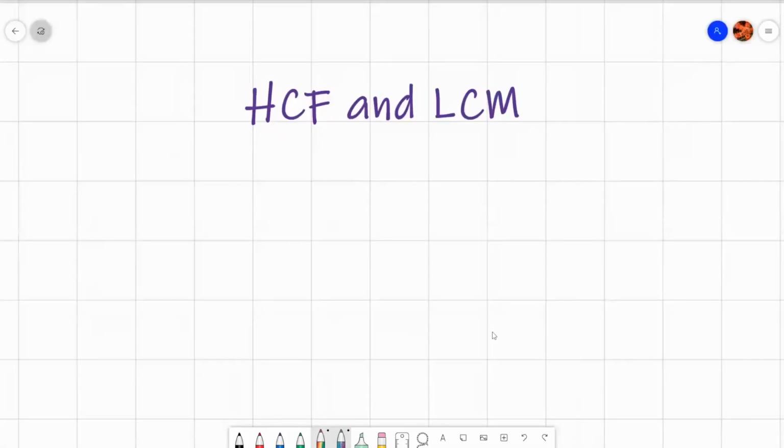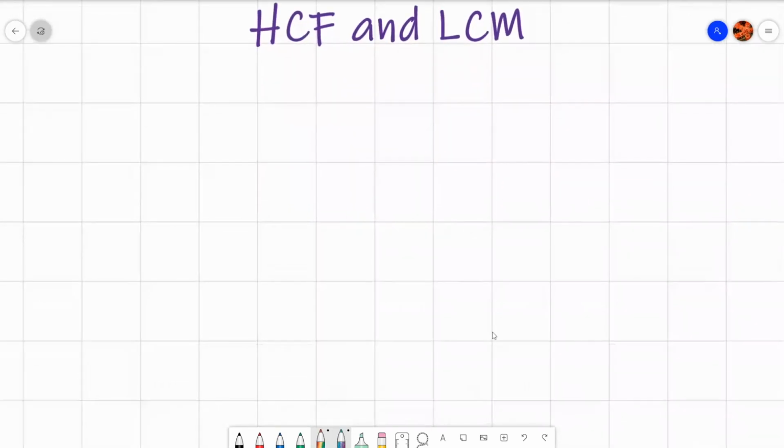Hi everyone, let's have a look at recapping what highest common factor and lowest common multiple are. So the first question that we will look at will be highest common factor.